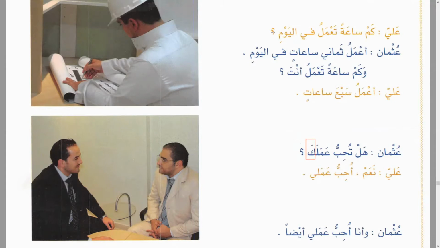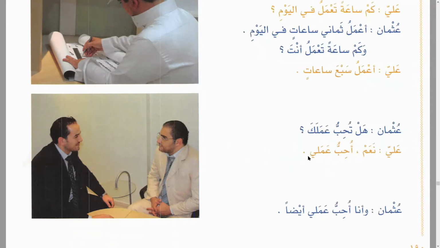Right? Attached pronoun. So you attach baituka, right? Ismuka. كتابك, كتابكما, كتابكم, كتابك, كتابكما, كتابكن. هل تحب عملك؟ نعم. نعم أحب عملي. Yes, I love my job. What is my job here? عملي. You add a ya, right? كتابي, ربي, أحب عملي. I love my job. ربي. This is attached pronoun.